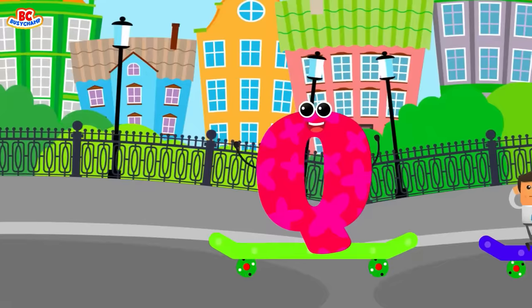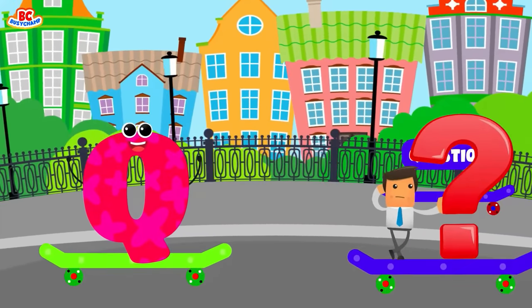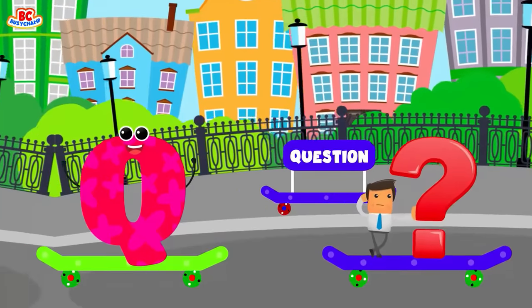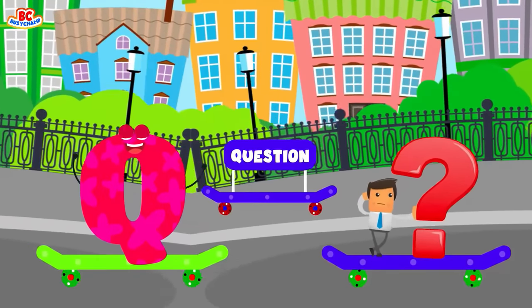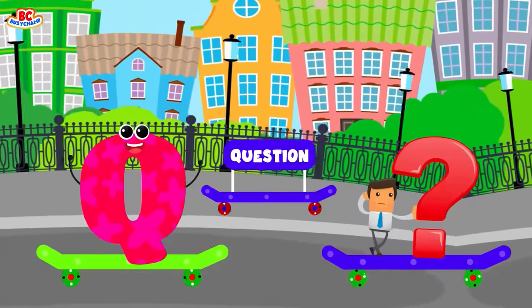Q. The question mark is chasing Q. Question mark. Q for question mark. Q. Question mark.